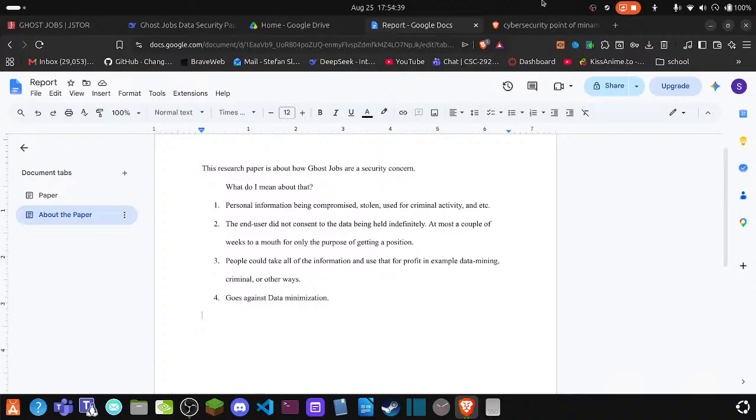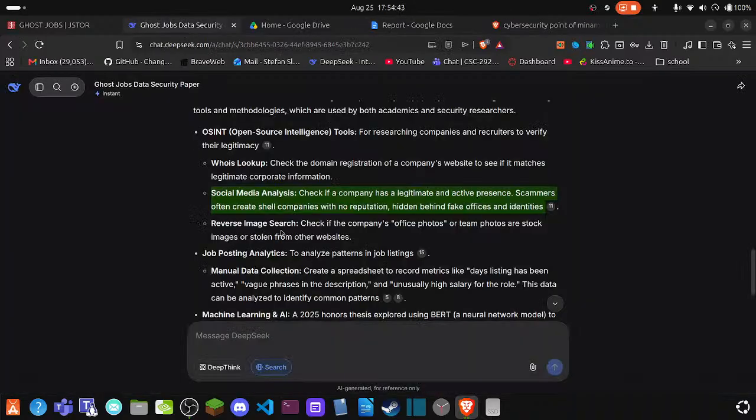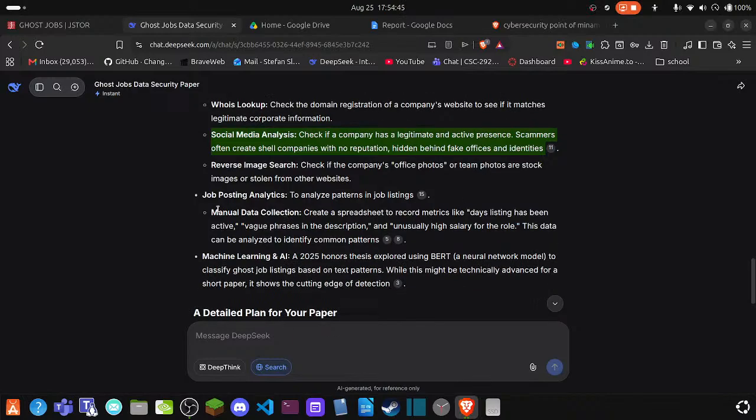I wouldn't really consider that a ghost job though. So, manual data collection: create a spreadsheet to record metrics like days listed or active, vague phrases in the description, and unusually high salary for the role. This data can be analyzed to identify common patterns.